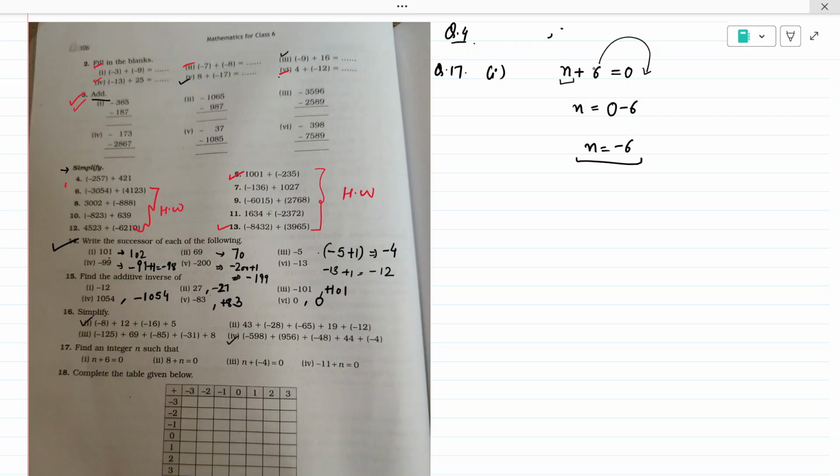Also, there is another way. We know that what number should we add to 6 to make it 0. So this is minus 6 only. If we add minus 6 to 6, it will become 0, because minus 6 and 6 together, they make a 0 pair.